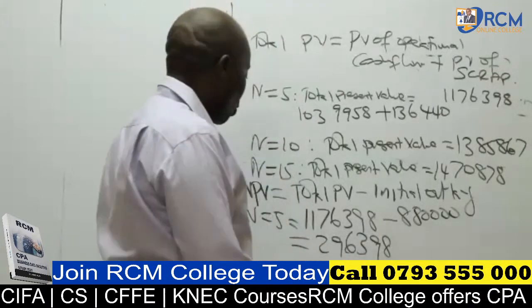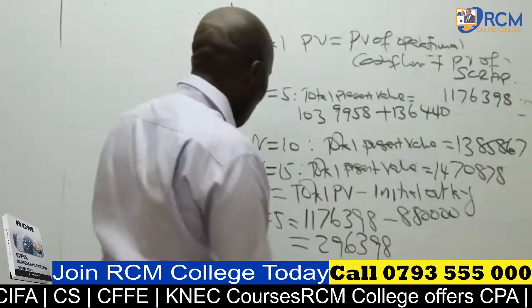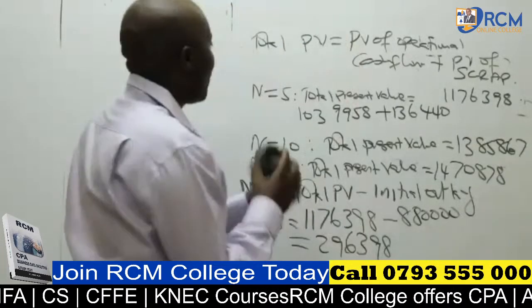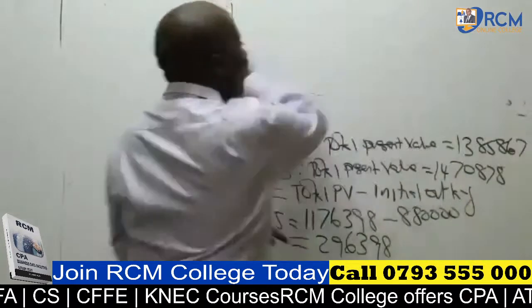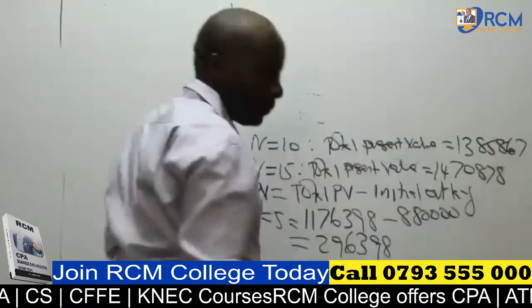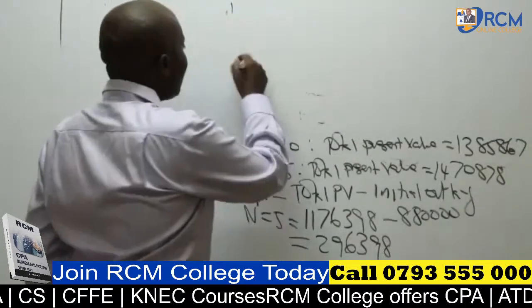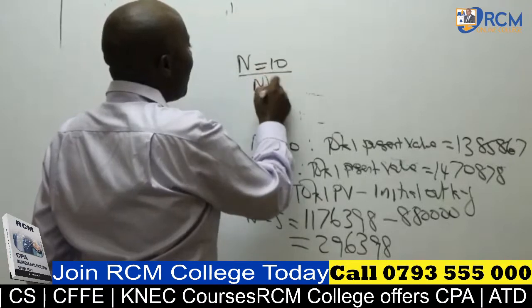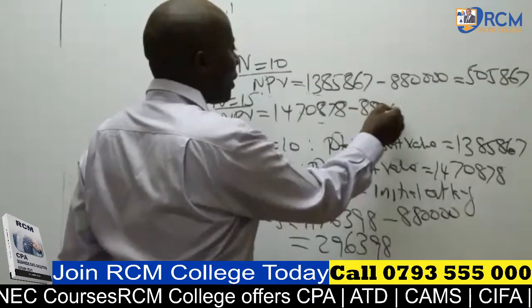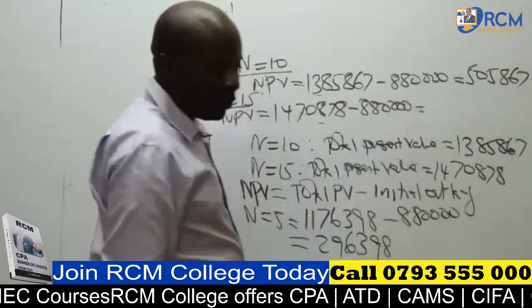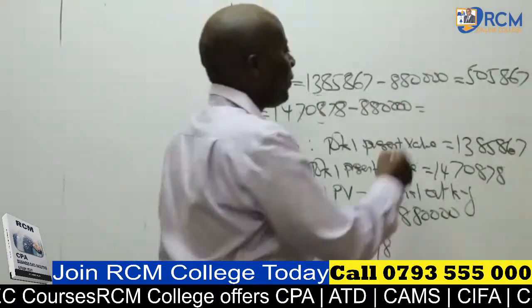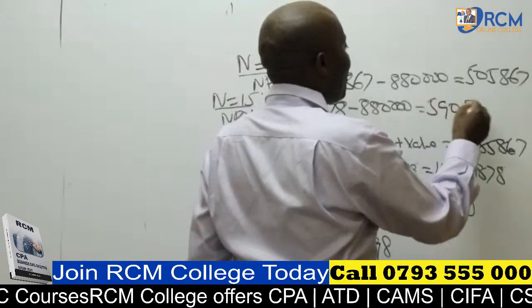Great. So go to when n is 10 years. When n is 10 years, what do we have there? My net present value will be the total present value minus 880,000, which will end up giving me what figure? Somebody, which will end up giving me 590,878.